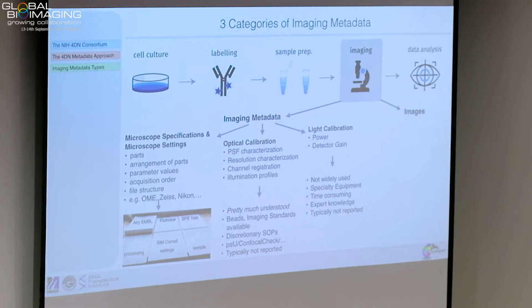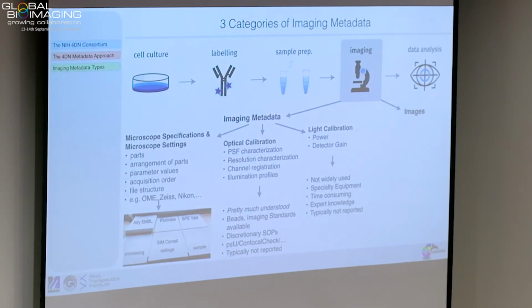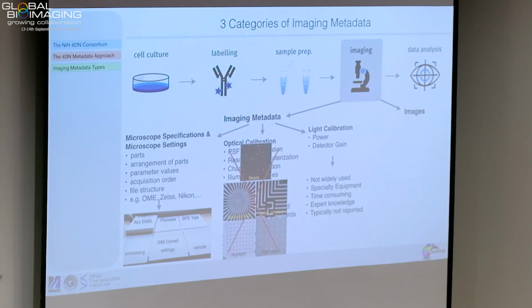What optical calibration and light calibration have in common is they are rarely reported. If you look at papers, there's no such information there. So if I go to a public database and I want to load an image data set from somebody else, I have trouble to even do basic analysis because I don't know how red and green relate to each other. Okay. For the purpose of today, because it's a short presentation, we skip optical calibration.